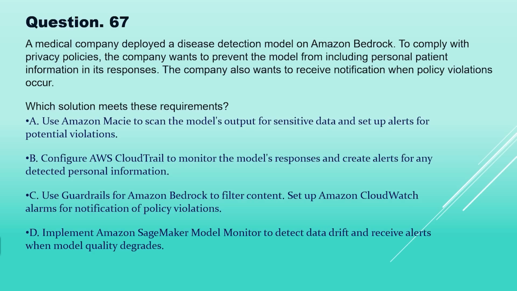And the correct answer here will be option C, use guardrails for Amazon Bedrock to filter content. Set up Amazon CloudWatch alarms for notification of policy violations. Because we have already discussed in this series, guardrails are used in Amazon Bedrock to filter the content, so that we get the proper content only. And if there is any violation, for the notification purpose, we could use CloudWatch alarms. So option C is correct. So guardrails is to prevent and CloudWatch is to notify. And both requirements of the question have been met in option C. So it is the correct answer here.